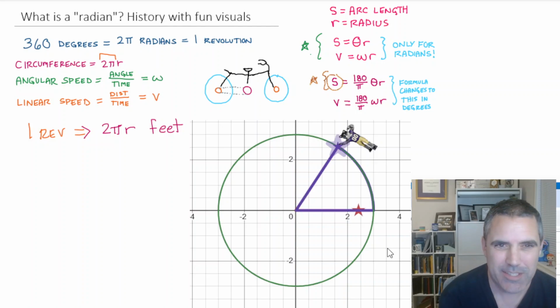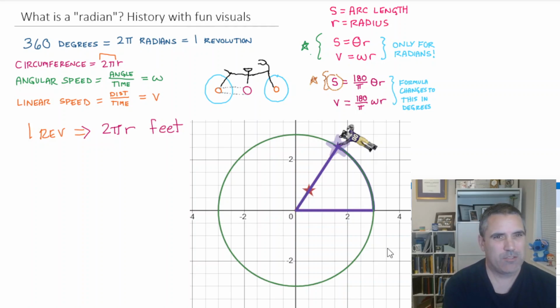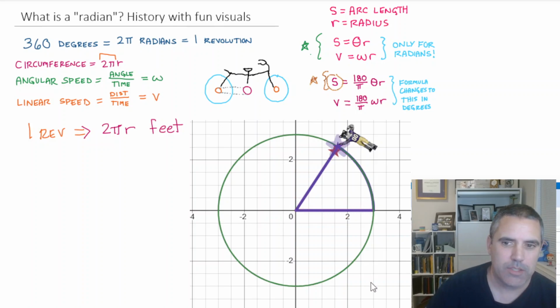And we start to realize it really would be nice if we had this direct connection between the angle and the length. So somebody came along and said, let's call that one radius. We've traveled around the circle 1 radius. And that's where the name comes from. 1 radian is that angle right there you're looking at. Okay, so what happens if we keep going?